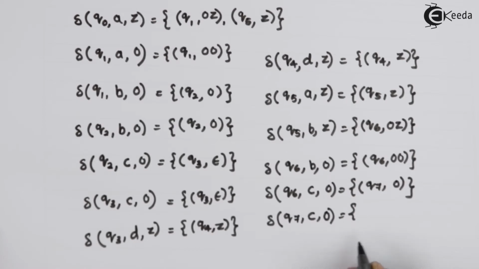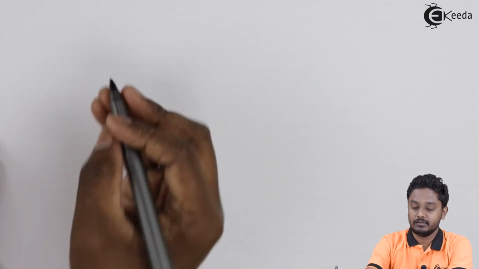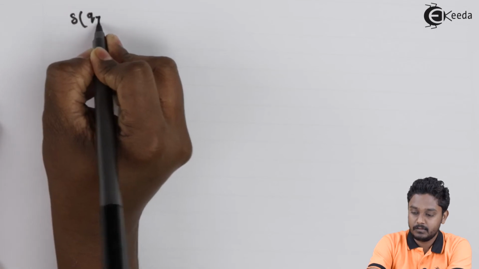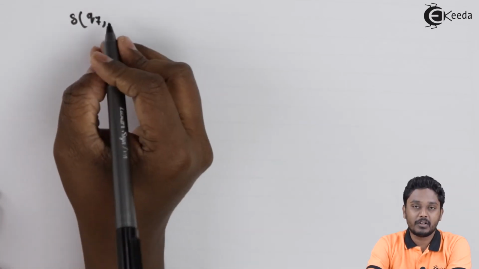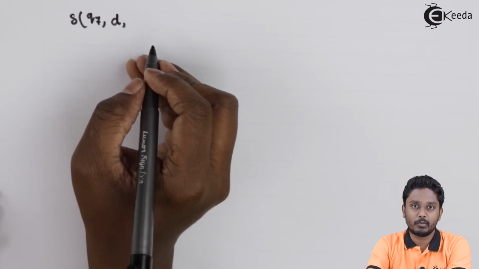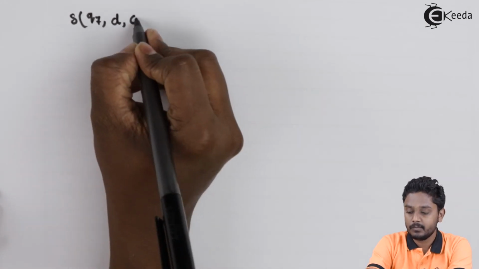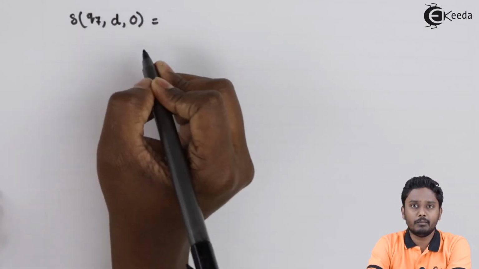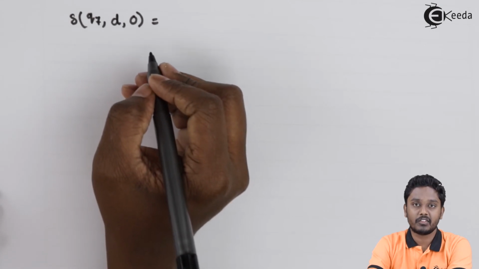Transition to Q7 only, keeping 0 as it is. From Q7, on encountering a D with 0 as the top of the stack, we will start popping up. So we'll go to the next state, Q8.